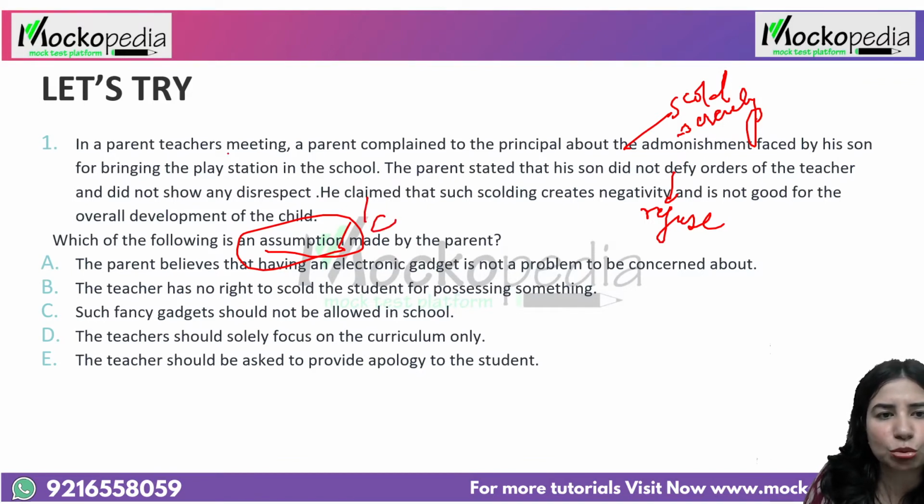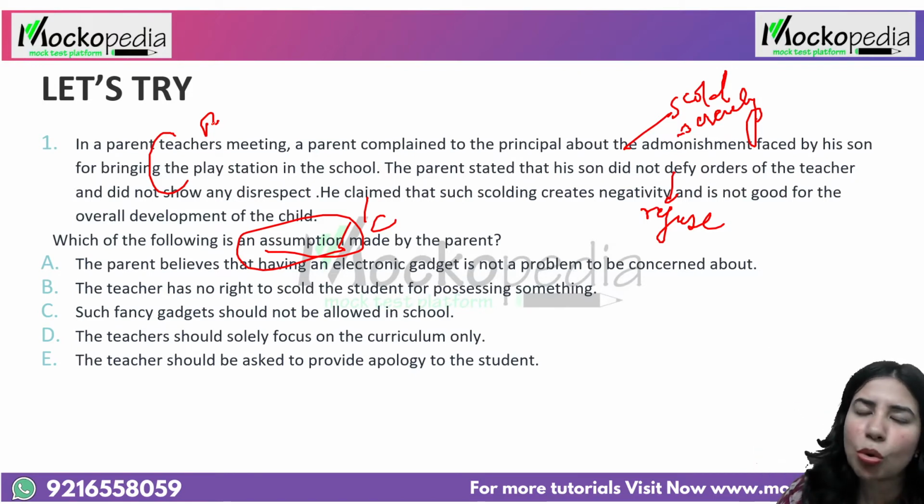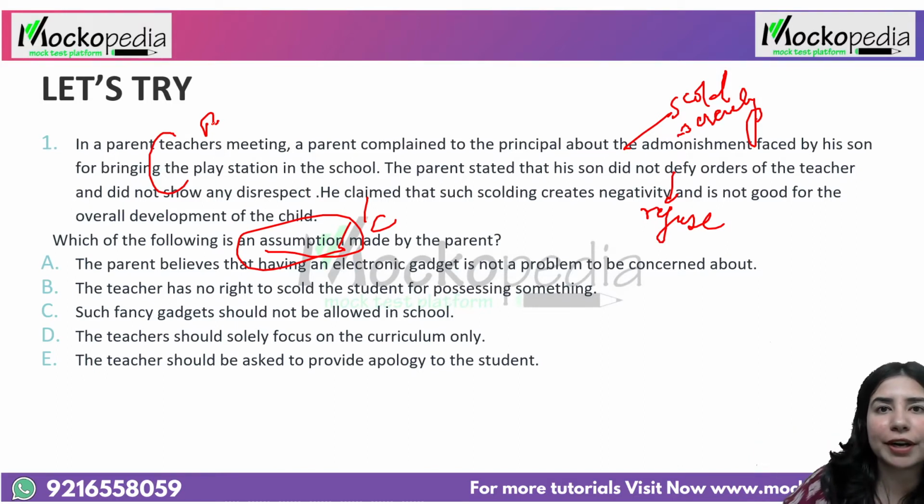So this is the conclusion and the basis is the premise, right? So if we can gather this, then what is the loophole? That the child was scolded because he brought the gadgets, and the father is feeling that scolding will bring negativity and this should not be done. So what is the father assuming? That there is no problem if he brought a gadget, so that was not actually a problem for which the child was scolded, right? So we know what the assumption would be. Let's see what the possible answers are.